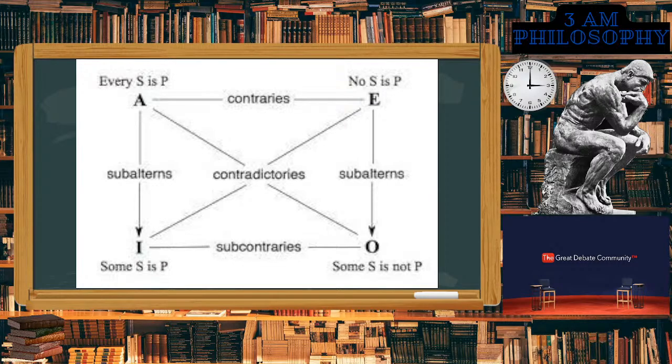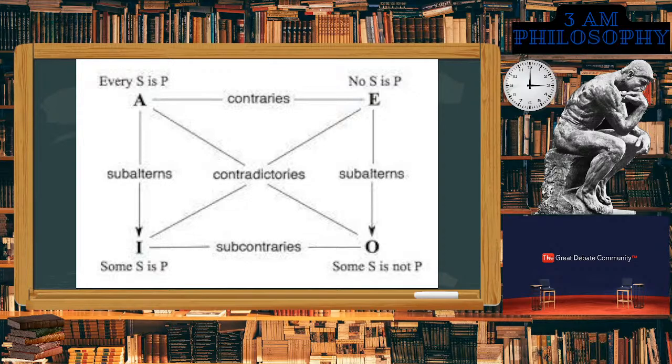So what about I? Well, if all dogs are mammals, then it is true that some dogs are mammals. If all dogs are mammals, then some subset would be mammals too. Therefore, some dogs are mammals. So I would be true. Well, what about O? Some dogs are not mammals. Well, that has to be false, because there are no dogs that are not mammals. If E is empty, then O has to be false.